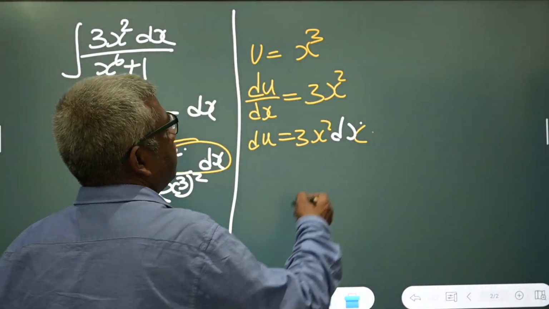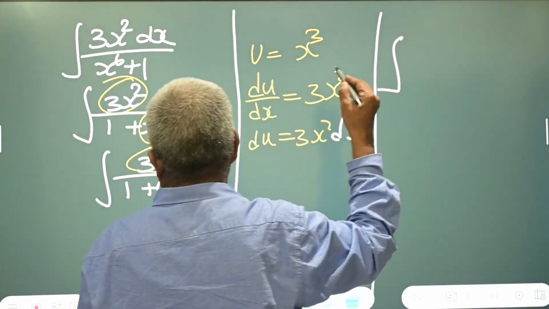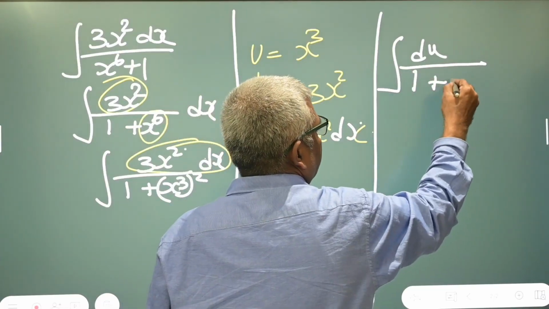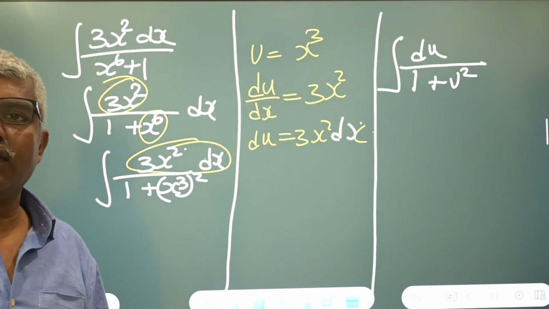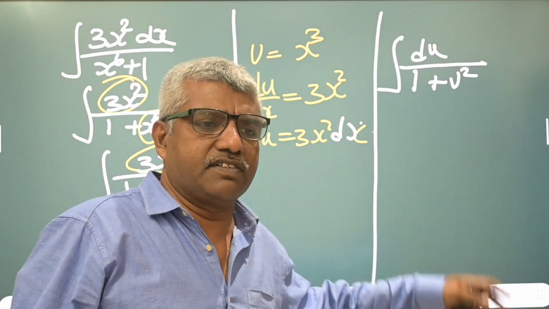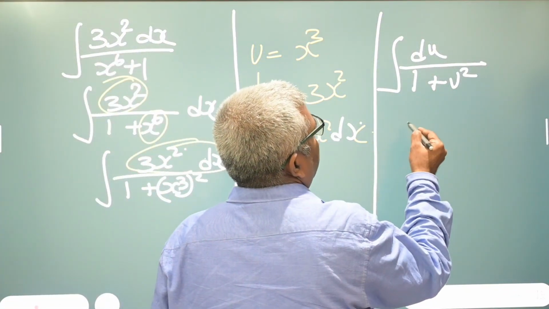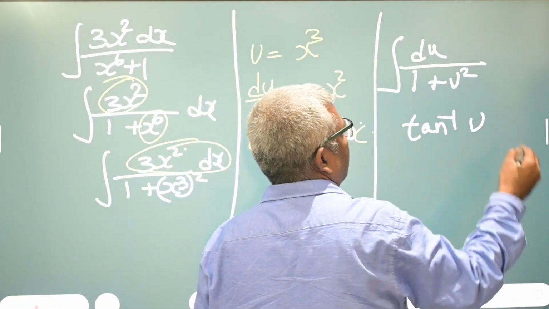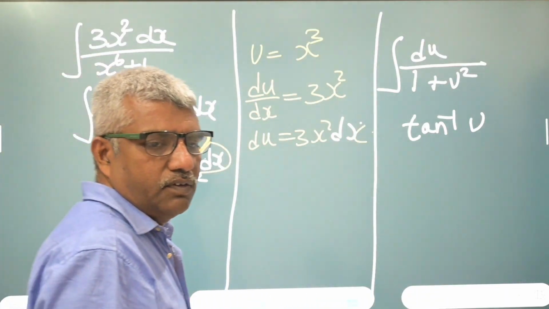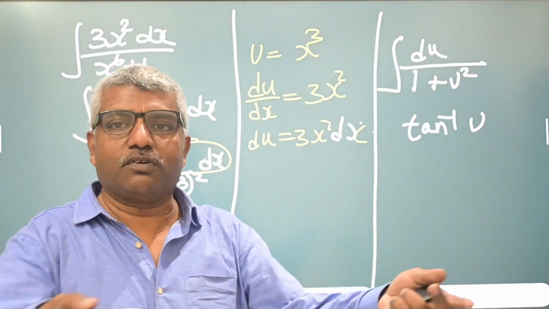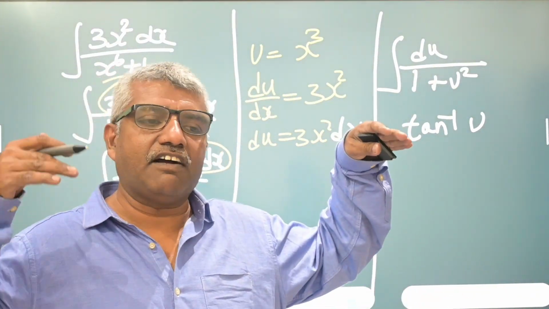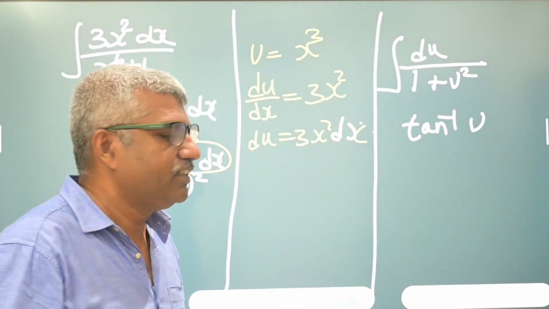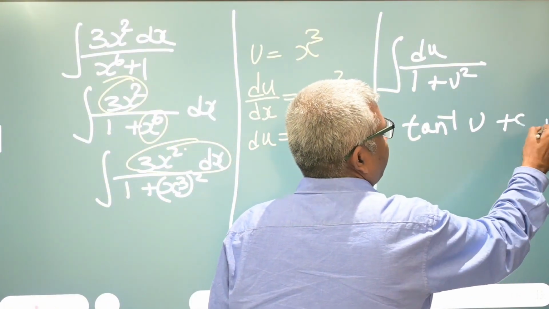So now tell me, integral of du by 1 plus u squared. This is our normal inverse formula. Tan inverse u, divided by a, and here a is 1 only. We can take our normal integrations, like 1 by root of 1 minus x squared. You understand? So tan inverse u plus c. We can stop here.